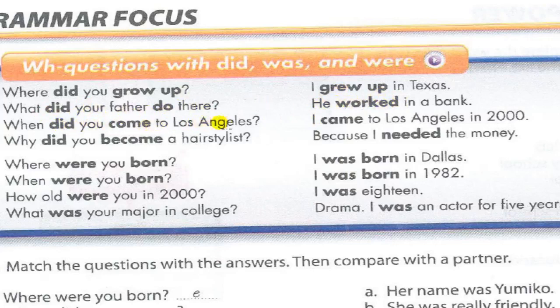When did you come to Los Angeles? When did you come to LA? I came, a verb in the past. Come, present; came, past, an irregular verb. I came to Los Angeles in 2000. Why did you become a hairstylist? Because I needed the money. I needed, with ED. I needed the money.